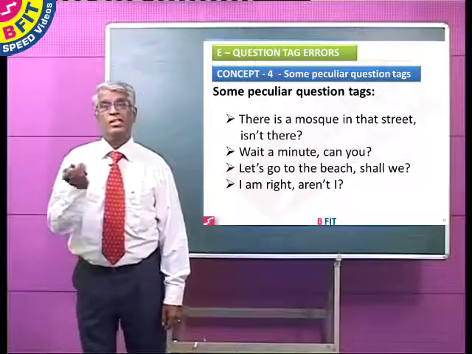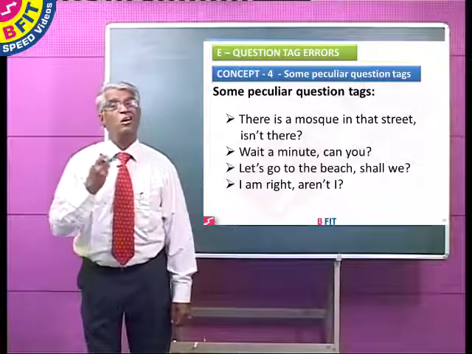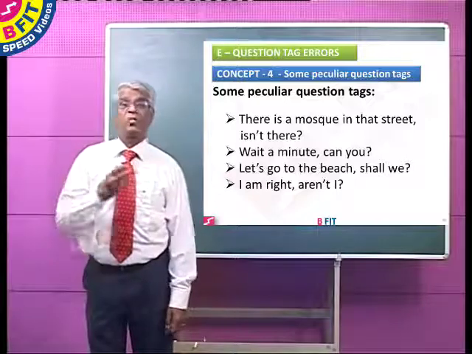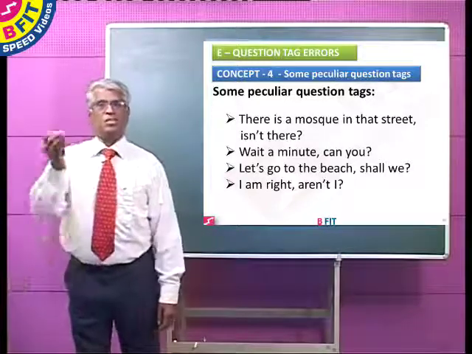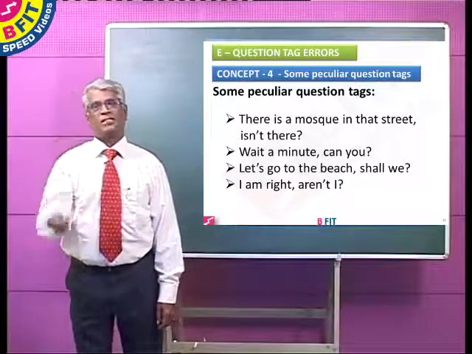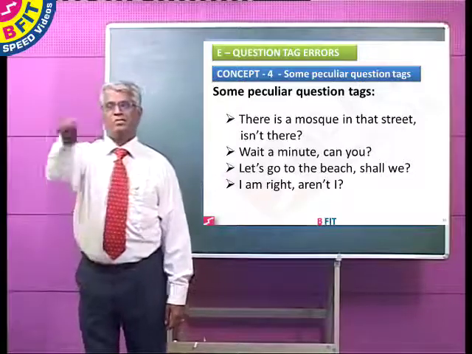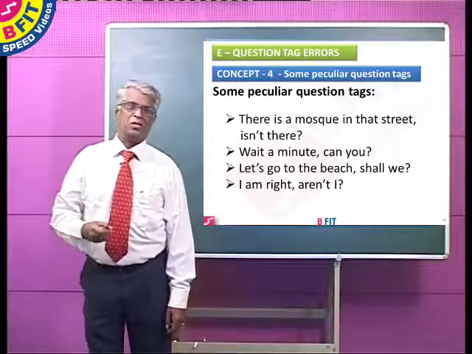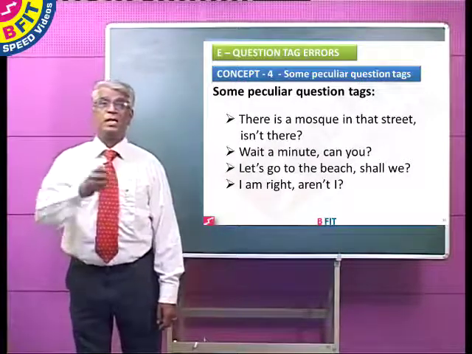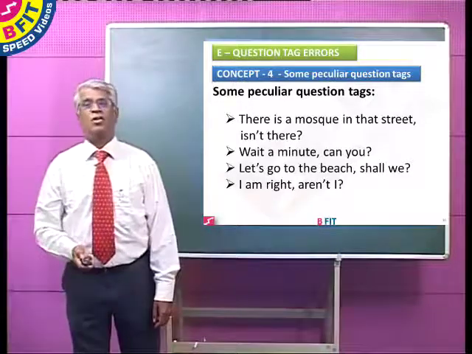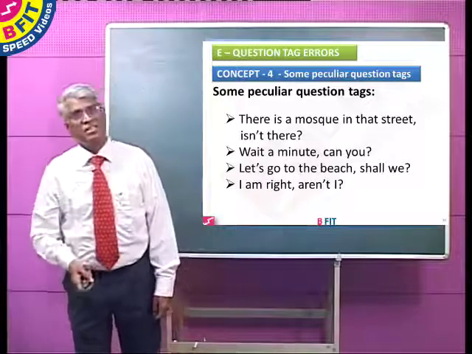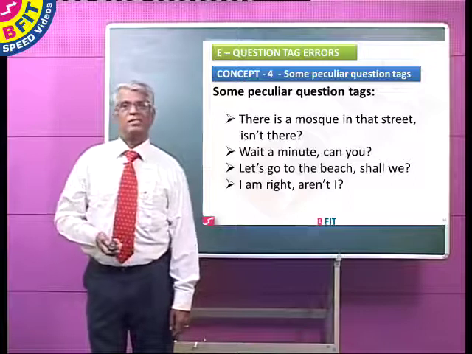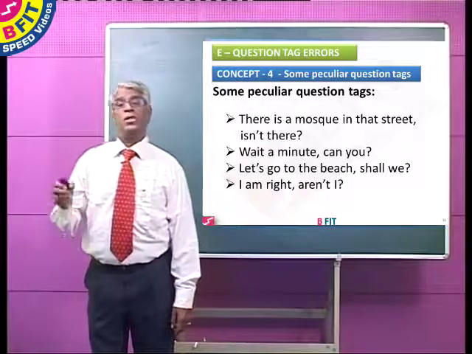Now, as I told you earlier, English is a very mischievous language. It is not a law-abiding language. There are so many rules and there are so many exceptions. There are many cases where English does not follow rules. Now, this section contains some peculiar questions. We learned so many rules about forming the question tags. These are some mischievous sentences that have a different question tag. Have some more coffee, will you? Normally we expect, haven't you, or something like that. There are some girls in your class, aren't there? Somebody has called, haven't they? There is a mask in the street, isn't there? Wait a minute, can you? Let's go to the beach, shall we? I'm right, aren't I? So, these are some of the peculiar question tags.